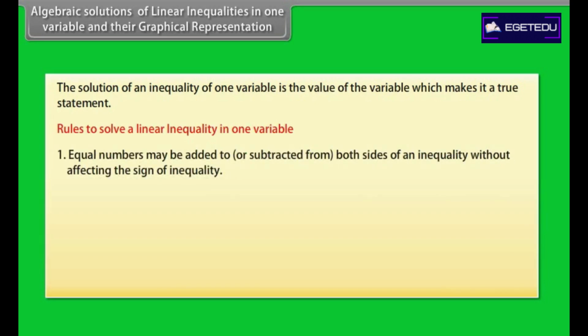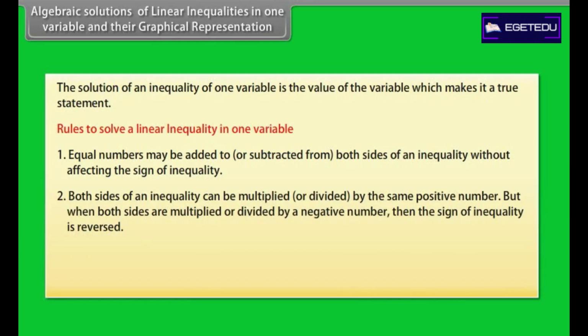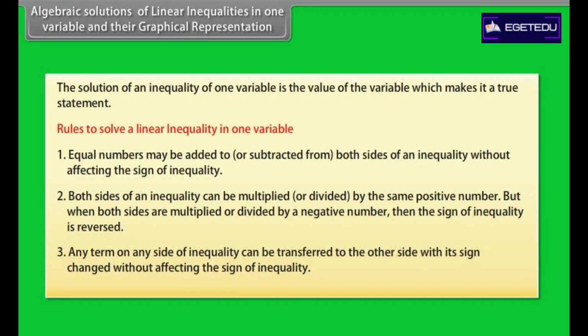Number 1. Equal numbers may be added to or subtracted from both sides of an inequality without affecting the sign of inequality. Number 2. Both sides of an inequality can be multiplied or divided by the same positive number. But when both sides are multiplied or divided by a negative number, then the sign of inequality is reversed. Number 3. Any term on any side of inequality can be transferred to the other side with its sign changed without affecting the sign of inequality.